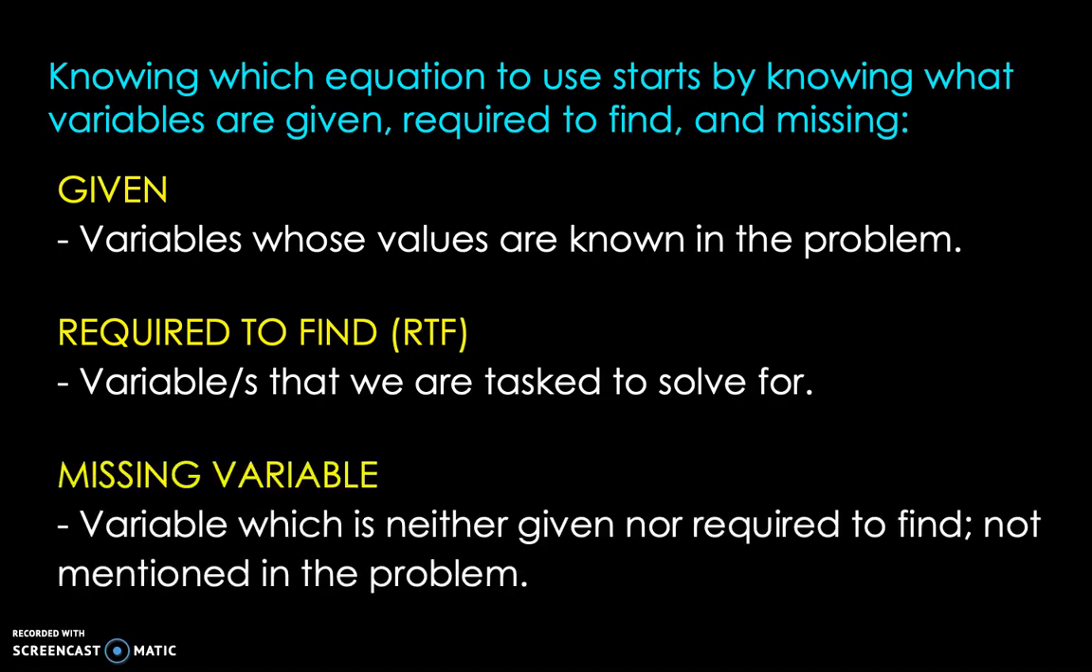Lastly, we have the missing variable. When you say missing variable, that's the variable which is neither given nor required to find. So meaning to say, we don't know the value of the missing variable, that's why it's called missing variable, and yet it's also not the required to find. We're not being asked to solve for it. Or in other terms, the missing variable is the variable that is not mentioned in the problem at all.